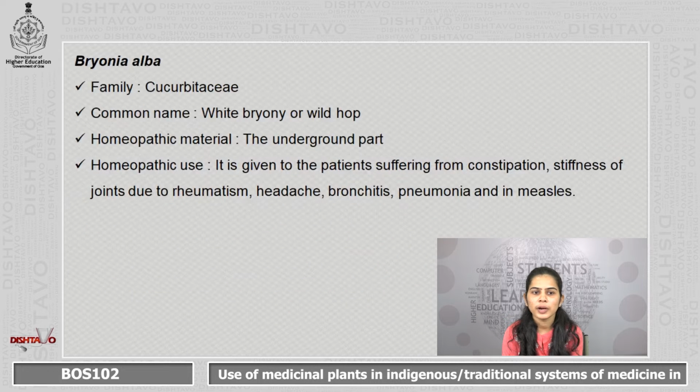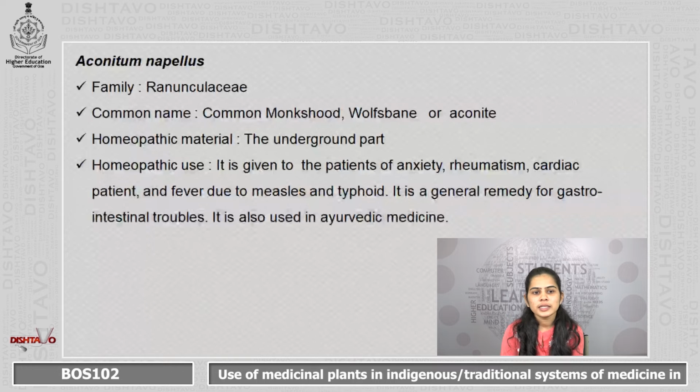Next plant is Bryonia alba. It belongs to family Cucurbitaceae, commonly known as white bryony or wild hop. The homeopathic material used is the underground part. Homeopathic uses: it is given to patients suffering from constipation or stiffness of joints due to rheumatism, headache, bronchitis, pneumonia and in measles.